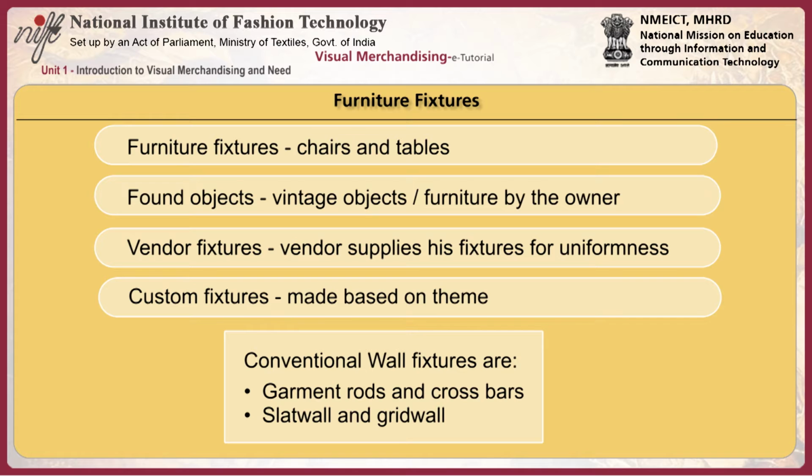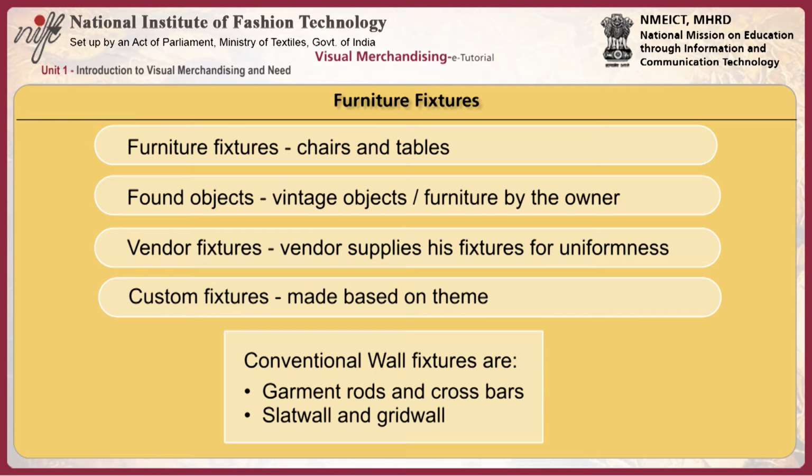Another type is the found objects. What are found objects? They are the vintage objects, or they could be the furniture that is owned by the owner and he brings it into his stores. The vendor fixtures, the vendor supplies us fixtures for uniformness so that his merchandise gets a prominent place in the store. And the last type, of course, is the custom fixtures, which are made based on the theme.